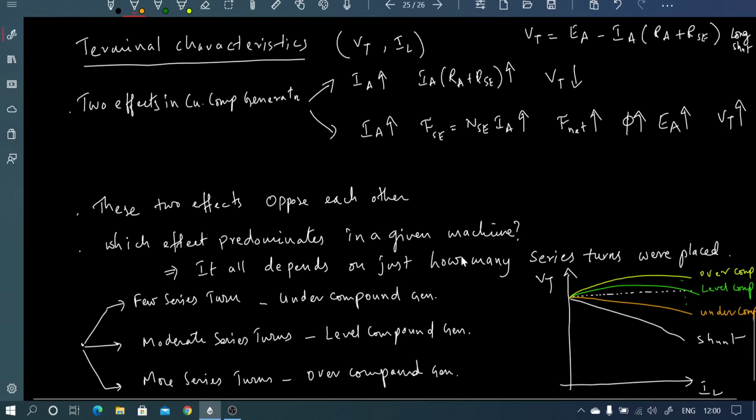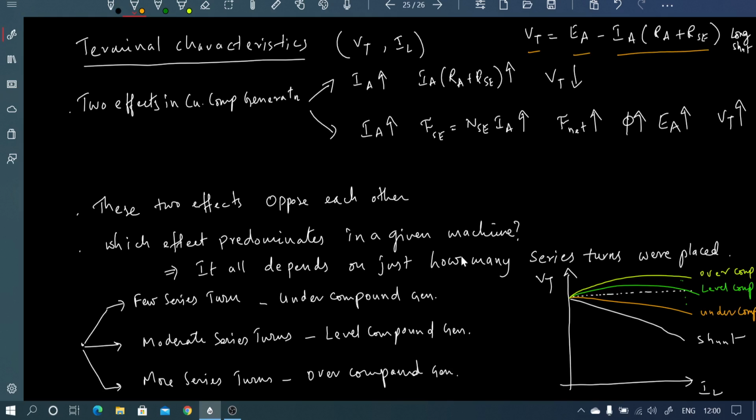Now let us talk about the terminal characteristics, VT versus IL, and the governing equation is VT equals EA minus IA into RA plus RSC drop. This I am talking about for long shunt.